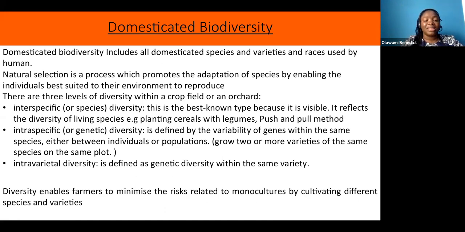And we know that diversity enables farmers to minimize the risk related to monocultures by cultivating different species. So it's also good to cultivate these different species on our farms, on our establishment, and not just one-fit-all system. It's good to have different species on our farm, and this will really help us.